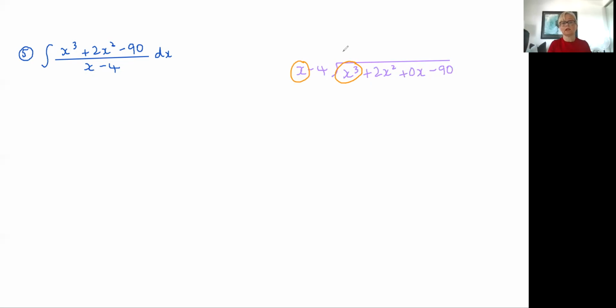Leading term divided by leading term is x squared. x squared times x is x cubed. x squared times -4 is minus 4x squared. Do our subtraction. 2x squared minus -4x squared is 6x squared. Bring down, you can bring down the whole lot if you like. Now we're going to do leading term divided by leading term. 6x squared divided by x is 6x.